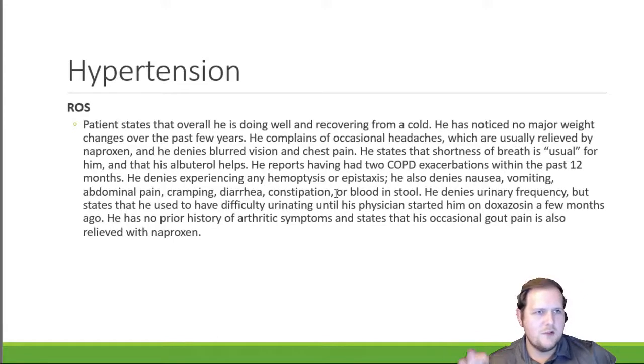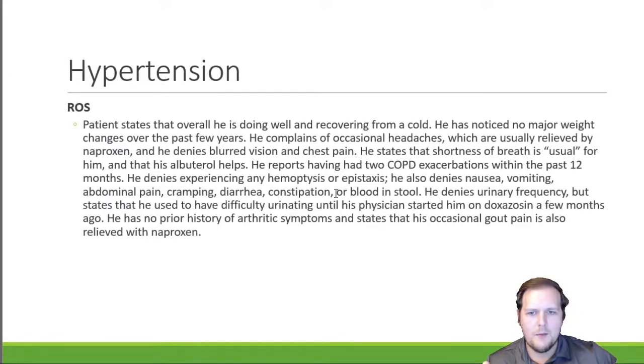Denies any kind of blurry vision, chest pain, anything that's kind of worrisome like that. States shortness of breath is pretty usual for him, but his albuterol does help out. And then he's had 2 exacerbations of his COPD in the past 12 months or so. Denies experiencing any epistaxis, hemoptysis, etc. I'm trying to see if there's anything else really notable in here.